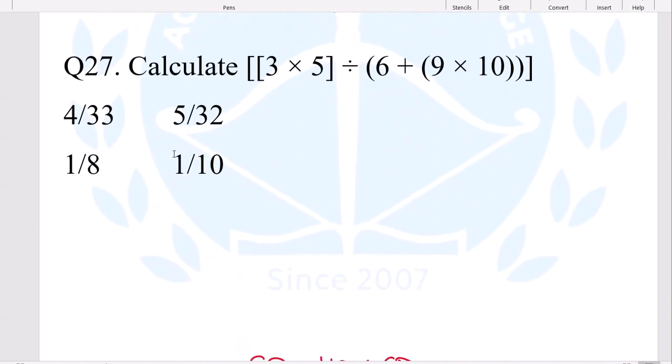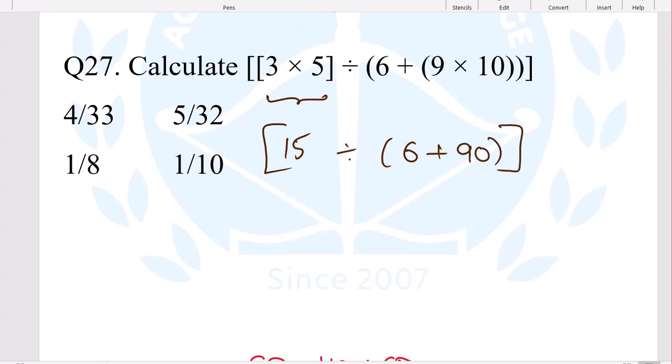Again, this is related to BODMAS rule. B stands for brackets. First, you need to go inside the brackets. We have to solve inside the brackets, right? First do each individually. This is 15 in the brackets. There are multiple. First, this is 15. And inside the bracket, again there is a bracket. 9 into 10, 90. Now finally this is 96. So 15 divided by 96, 3 times 5, 32 times 5 divided by 30.